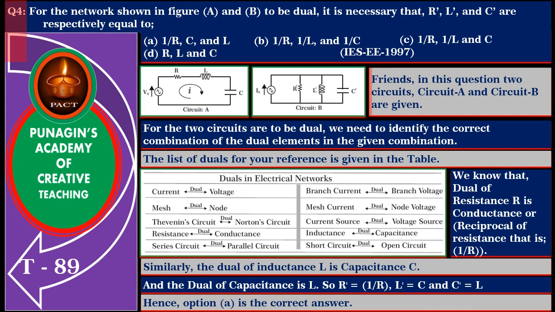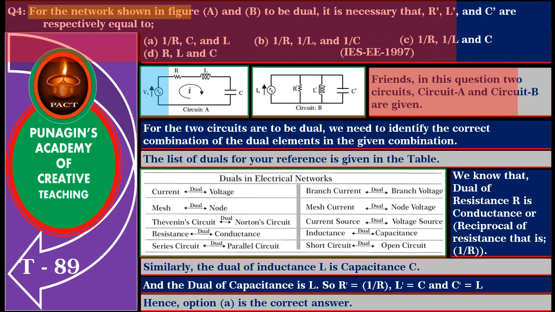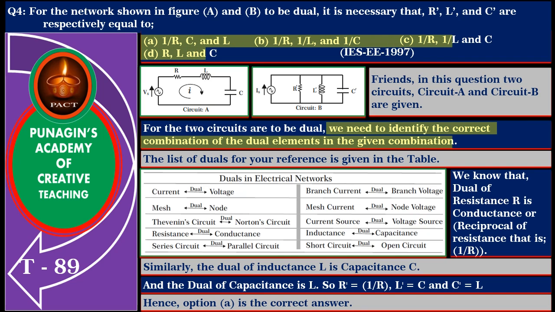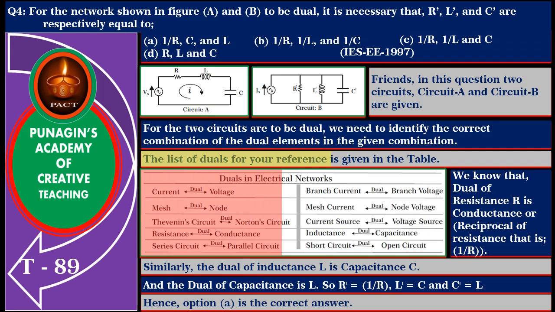Friends, in this question, two circuits, circuit A and circuit B, are given. For the two circuits to be dual to each other, we need to identify the correct combination of the dual elements in circuit B. The list of duals for your reference is given in the table.